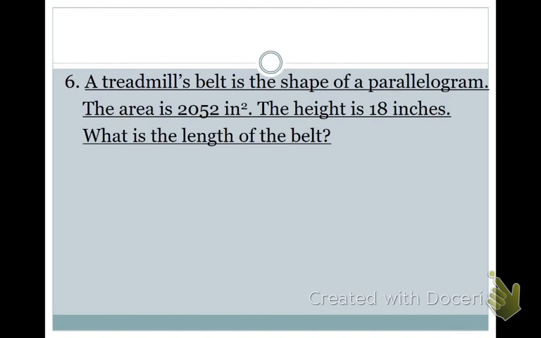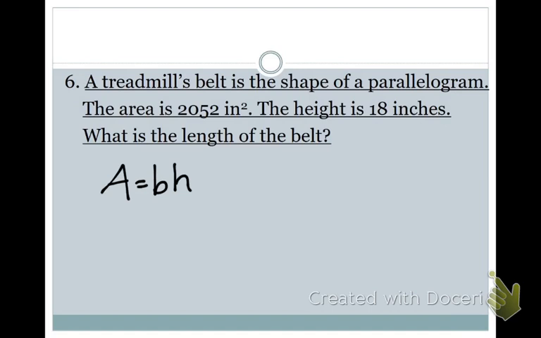So let's just try to kind of break this down to think, if I have the area and I have the height, where it's talking about that length of the belt, what do you think that is? What part of my formula would that length of the belt be? That's going to be my base, okay? That's what I'm trying to find out, is the base right now. So let's just start off with our formula. What's the formula for the area of a parallelogram? The area equals base times height, okay?